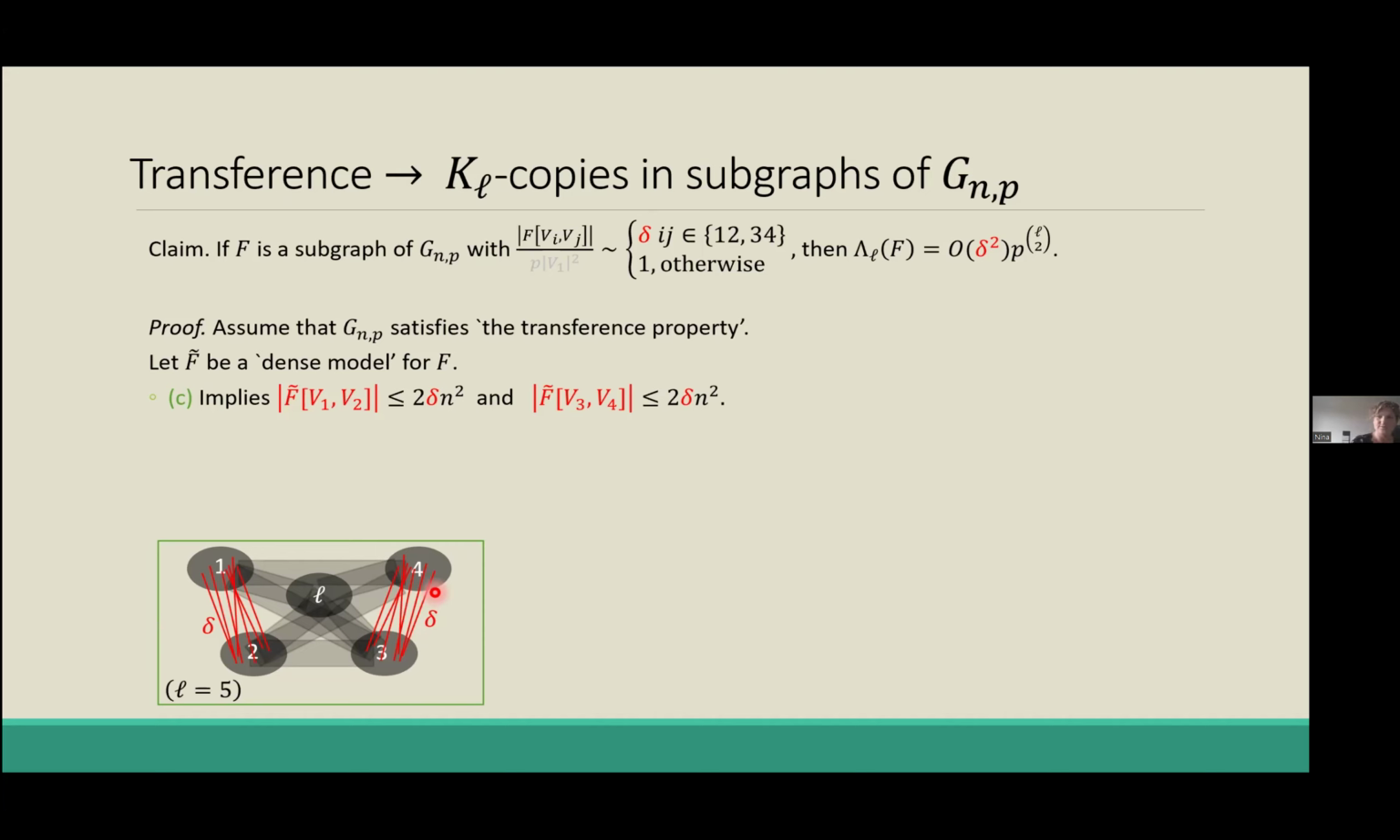But now comes the crucial part that we saw on the previous slide. In this F tilde, you can use a trivial upper bound on the number of K_L copies. So just by counting, you can show that the proportion of K_L copies in this F tilde is bounded by 4 delta squared. And then you can translate this back to the graph F and to an upper bound on the proportion of K_L copies in F. So you obtain this crucial factor of p to the L choose 2, and you conclude that the proportion of K_L copies in F is at most delta squared times p to the L choose 2.